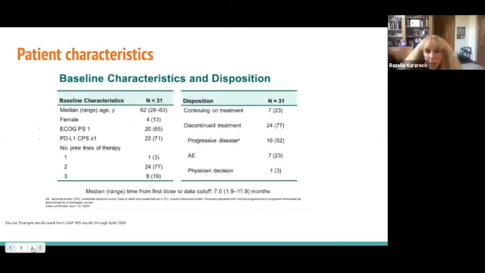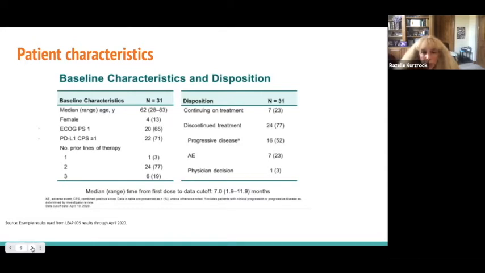They may have discontinued because they have toxicity. AE is adverse events, which is toxicity. They may have discontinued because the physician decided that they should stop the therapy. I don't really know what that means. Usually the physician decided it's because they're having side effects or their disease is progressing or the patient really just doesn't want to continue for some personal or other reasons. So the physician decision is a little hard for me to gauge.